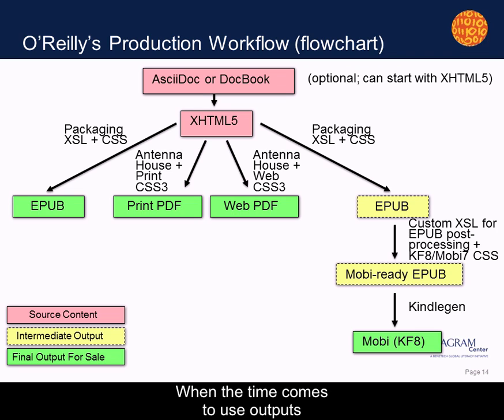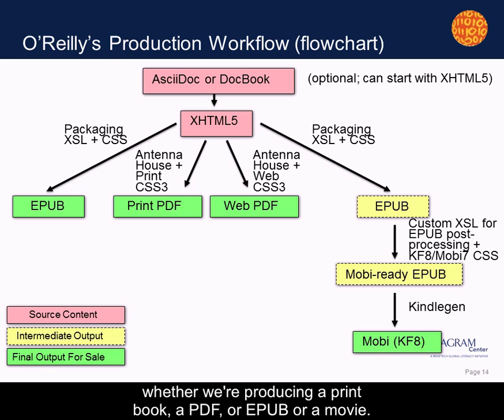When time comes to produce our outputs, we use HTML as our single source to produce all of our different outputs. So what that means in terms of our own efficiency is that we only have one set of files to edit, whether we're producing a print book, a PDF, or an EPUB or a Mobi.